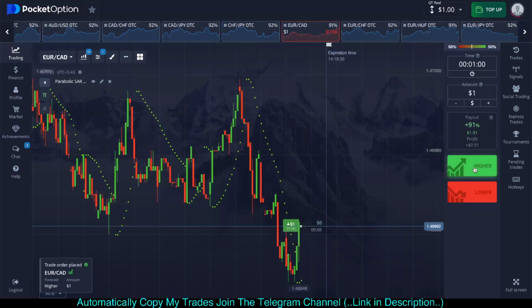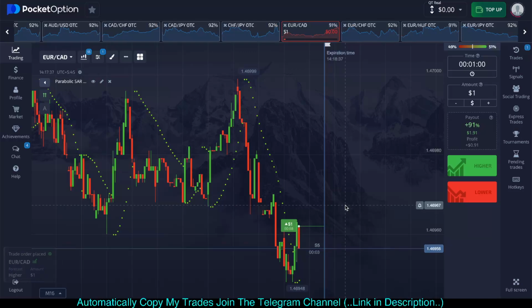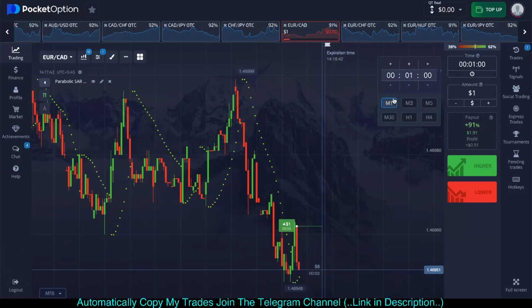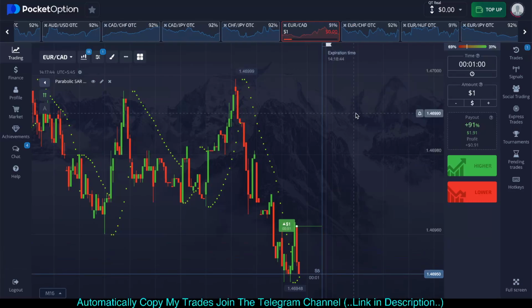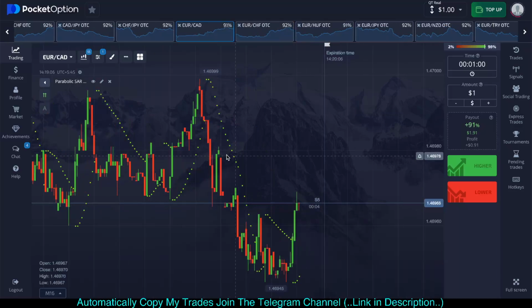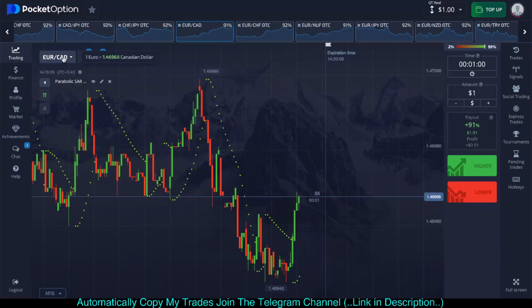So here you can see there was a second candle, that's why I made a trade here, but unfortunately there was a 1 minute time that I didn't see. Okay, so let's forfeit this trade. I'll make another trade.